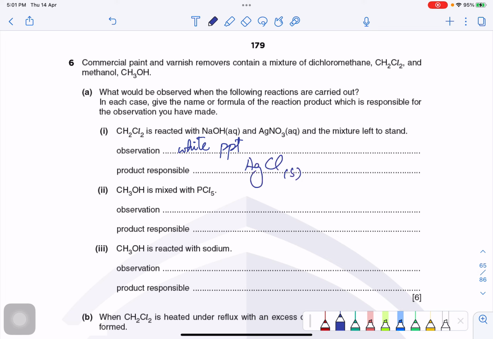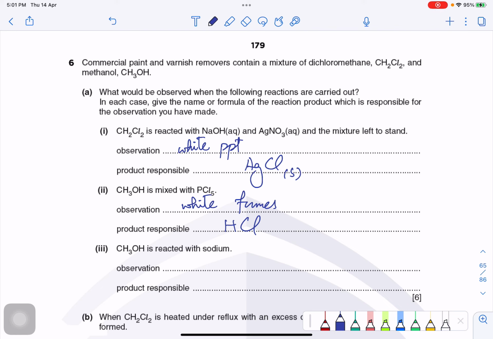CH3OH is mixed with PCl5. PCl5 के साथ जब ये रिएक्ट करेगा तो हमें बहुत से प्रोडक्ट्स मिलेंगे, जिनमें POCl है, जिसमें HCl है, जिसमें CH3Cl है। तो इस वजह से I think this one is going to be HCl because that gives us the observation. बाकी दोनों तो solvent में dissolve हुए होंगे। HCl is going to be giving us white fumes, and those fumes are coming from HCl because it is a gas at room temperature. Don't call it hydrochloric acid, it is hydrogen chloride without water.